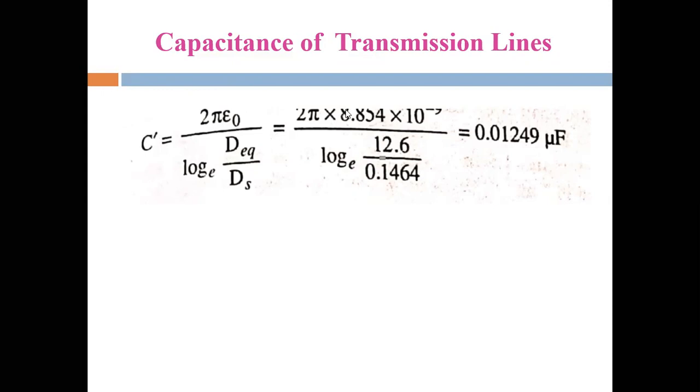That is equal to 2 pi into 8.854 into 10 power minus 12 by log e of 12.6 by 0.1464. That is equal to 0.1249 microfarads. Okay, this is the capacitance formula.